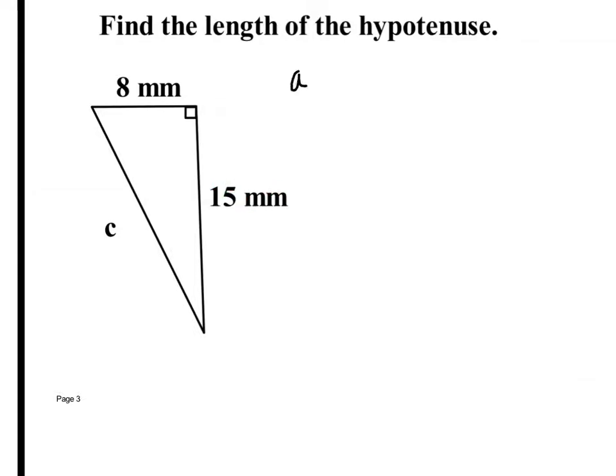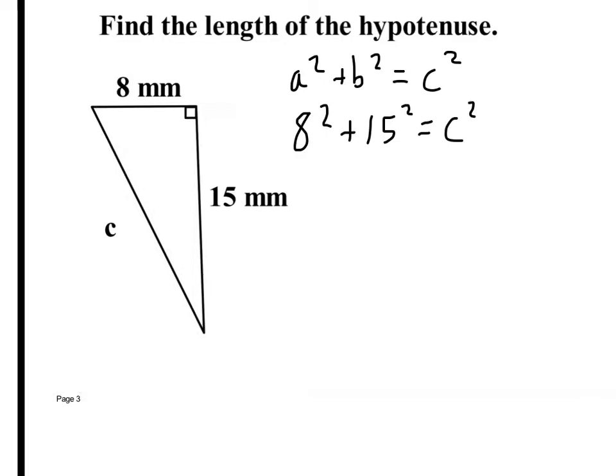So always go off of this: a squared plus b squared is equal to c squared, and plug in what we know. Now I told you the legs don't matter. So it doesn't matter if 8 is a or 15 is a. So we have 8 squared plus 15 squared, and we know that equals c squared. 8 squared is 64. 15 squared is 225. So when we add 64 and 225, we get 289.